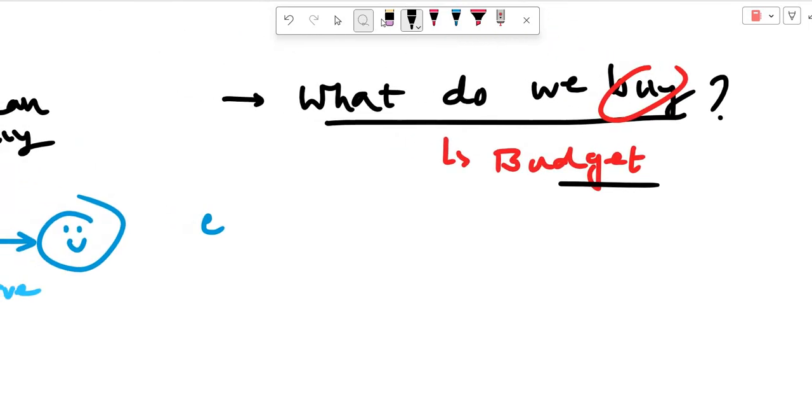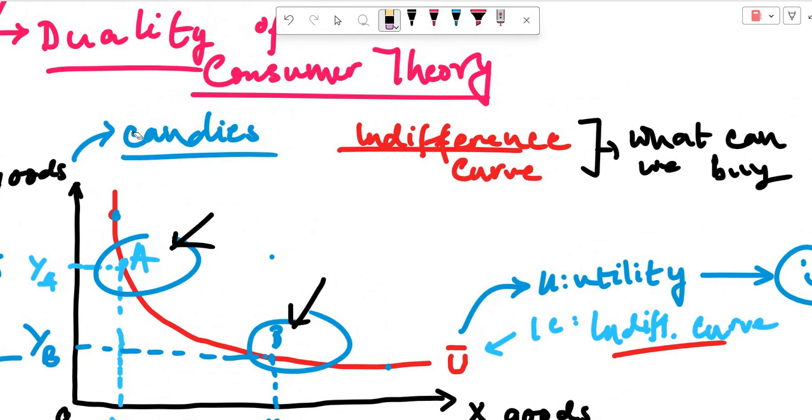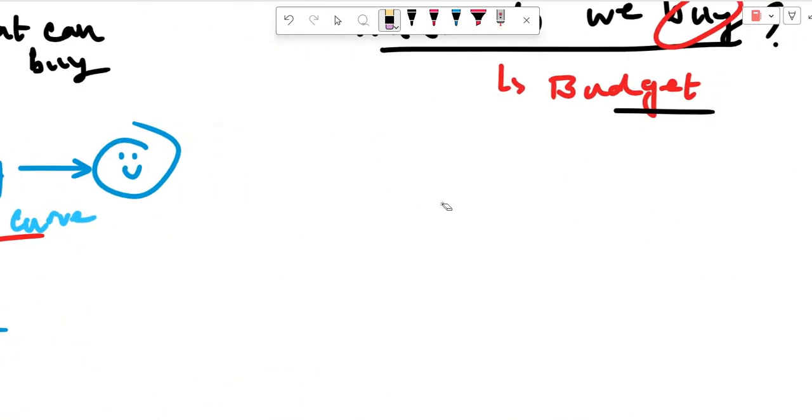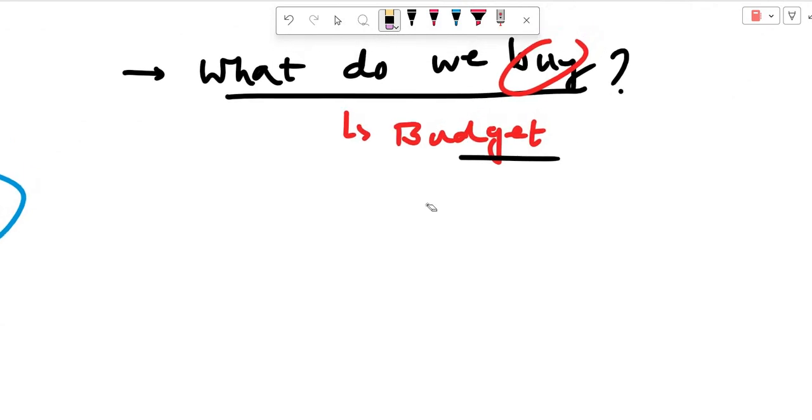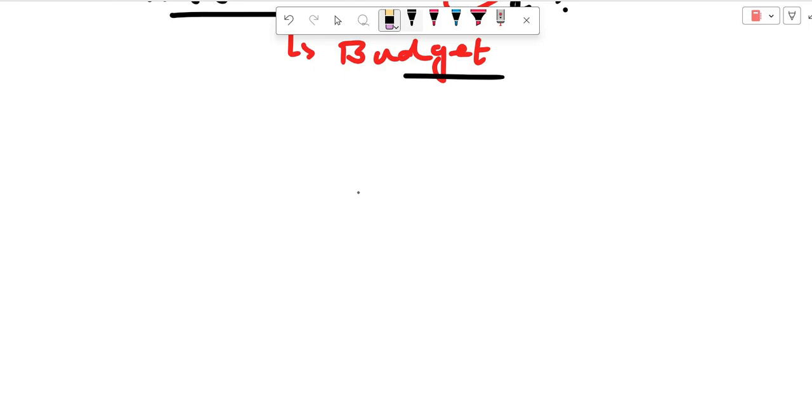In today's video we are going to be continuing from what we discussed last week, which is what can we buy using the notion of indifference curve. And in today's video we are going to be talking about what do we buy at the end of the day using the concept of budget.